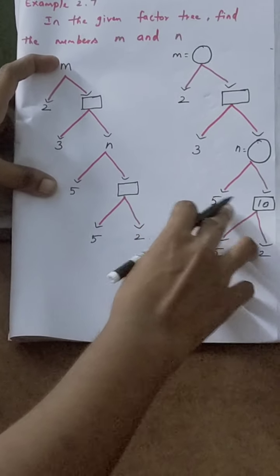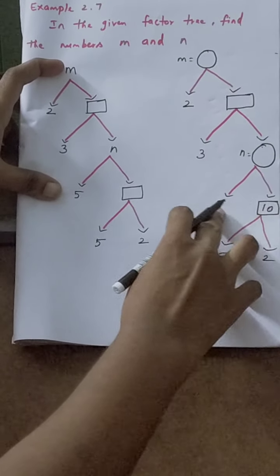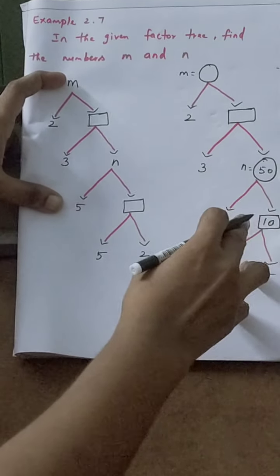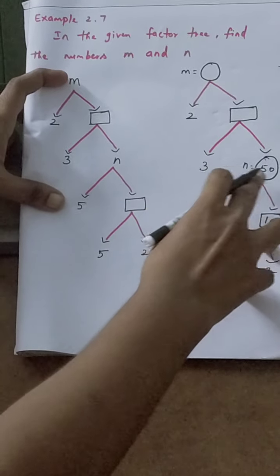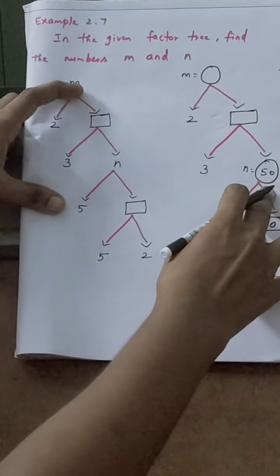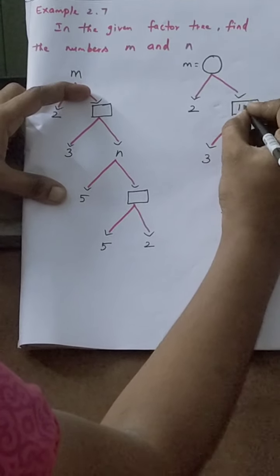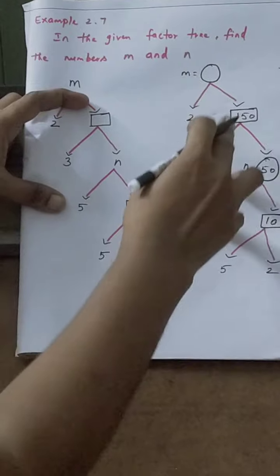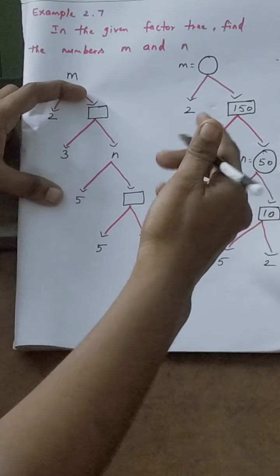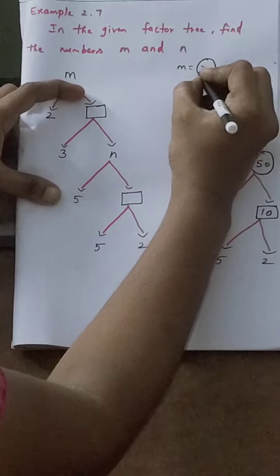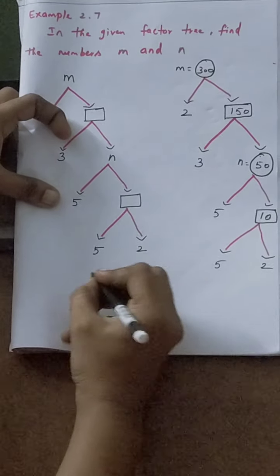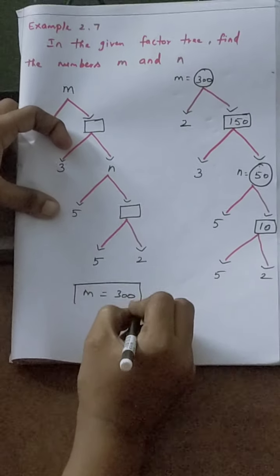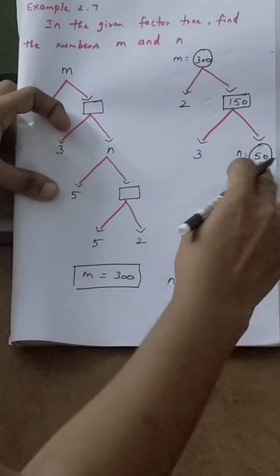Again split the factors and multiply: 5 into 10, 5 tens are 50. So the value of n is 50 only. Next, 3 into 50 is 150. Again multiply the two factors to find m: 2 into 150 is 300. So m equals 300. What is the n value? n equals 51.